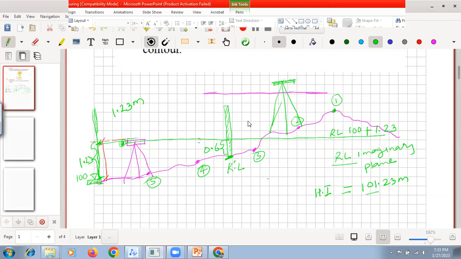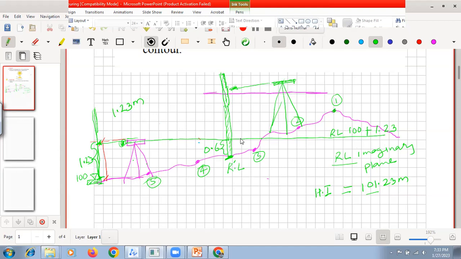Okay, so when you are shifting the instrument from here to here, the last reading on the staff should not be moved. The staff should be kept there. Only the equipment has to be shifted to this side, and you should note down the reading on the staff where you have taken the last reading from this location. This reading you have to note down in the back side.